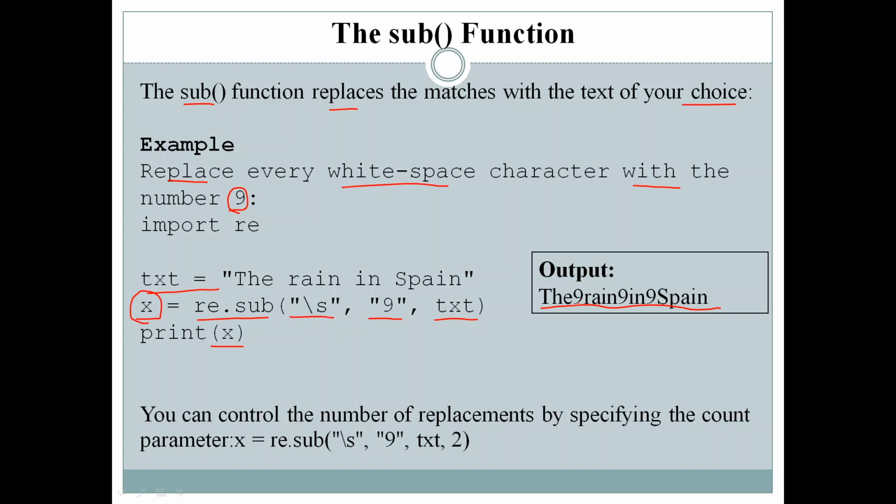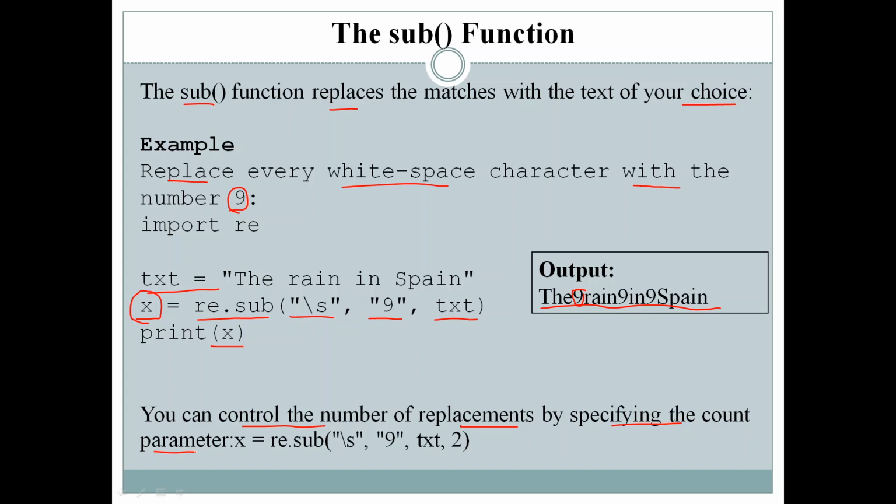So in place of spaces, now we have the digit 9, 9 and 9. So spaces in the original string are replaced with the digit 9. You can again control the number of replacements, how many times it has to be replaced, by specifying the count parameter. If you include one more parameter, count, it will replace only that many matches.